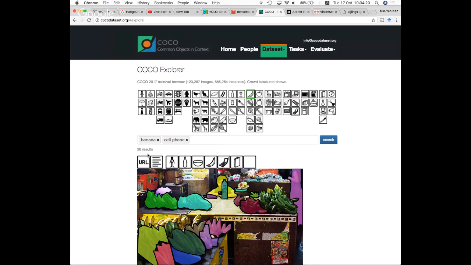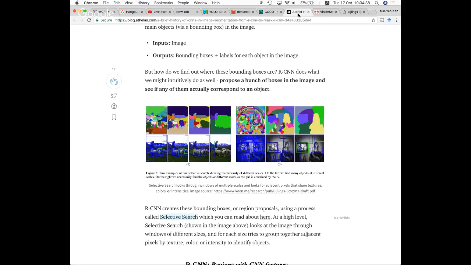Have you finished? Yeah, we're just actually going through this lecture's work. So we were looking at Fast R-CNN and Mask R-CNN. Okay, well, we're just going through some of the papers. I think you probably read this blog post, right? This one.